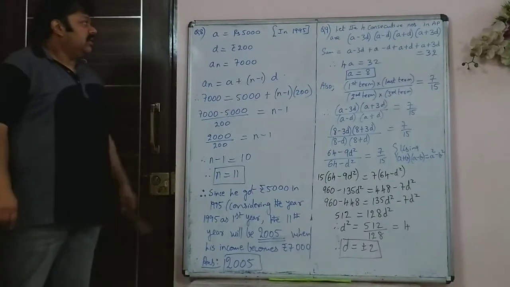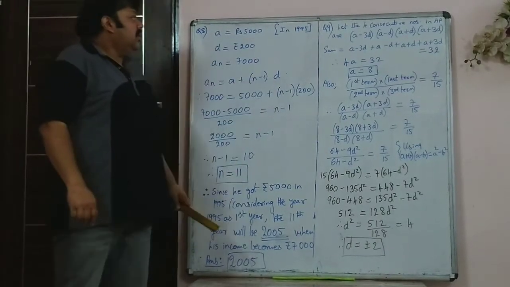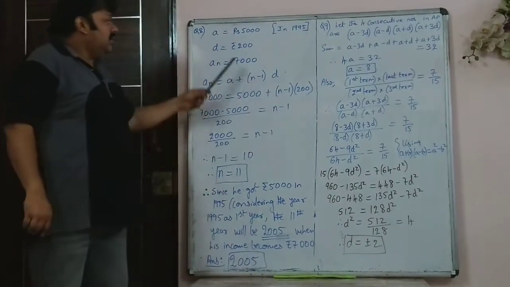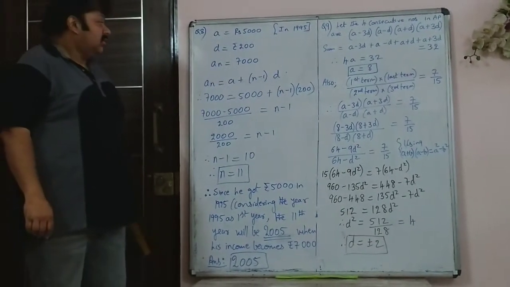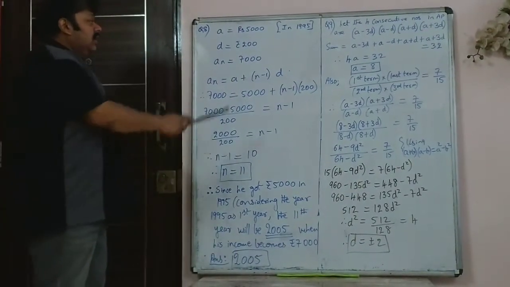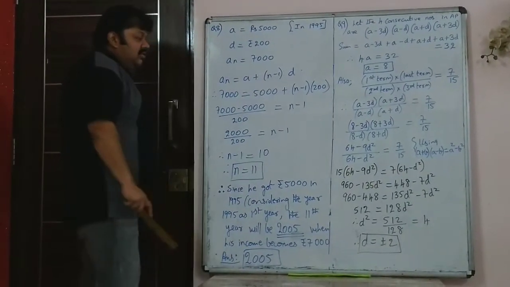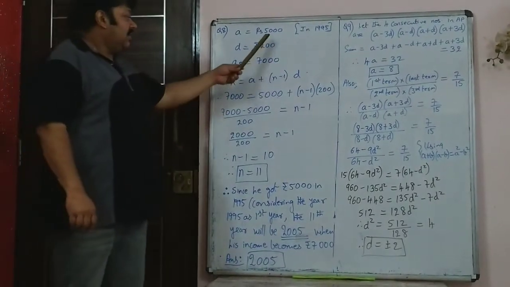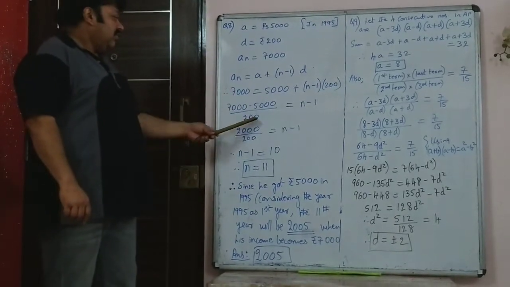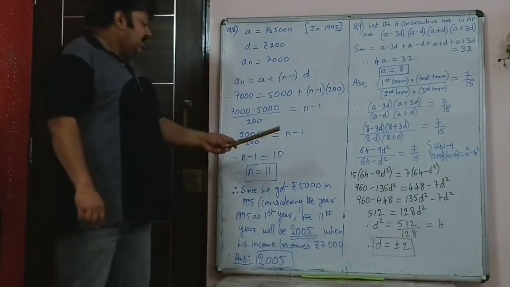And now in the 8th question, it is given that a person starts his job. He starts working in the year 1995 and he starts with a salary of 5,000 rupees. And every year his salary increases by 200 rupees. So in which year will his salary become 7,000? So again, an is 7,000, so we use the an formula. an is a plus n minus 1 d. So 7,000 is 5,000 plus n minus 1 into d, which is 200. So when you shift and divide by 200, you get n minus 1 is 10, so n will be 11.